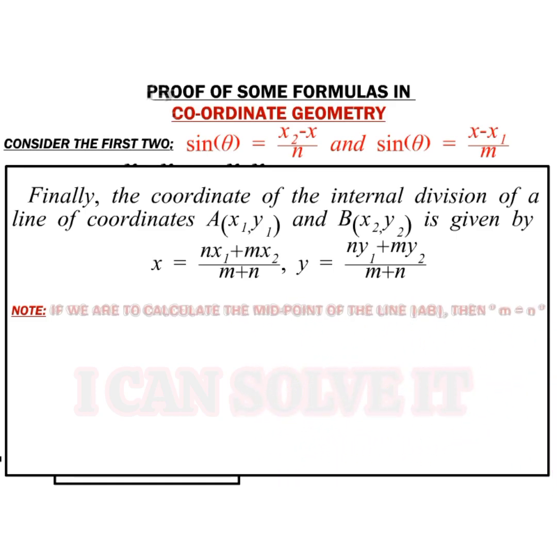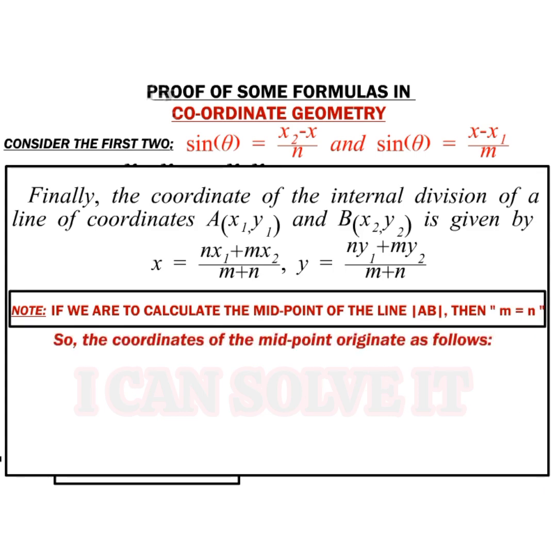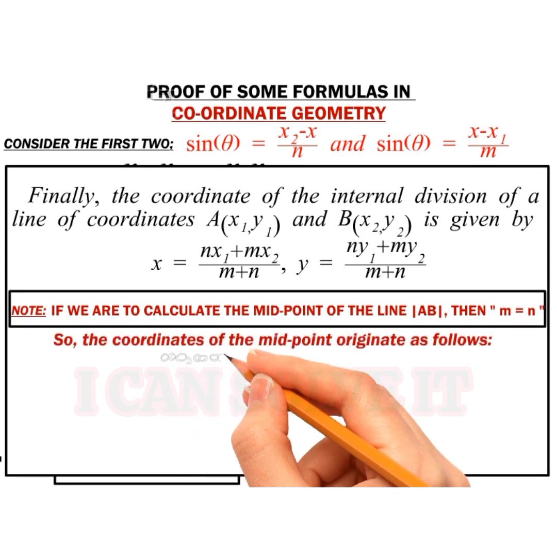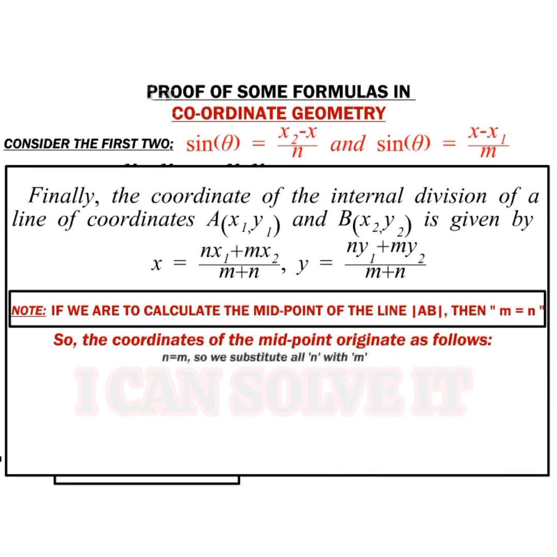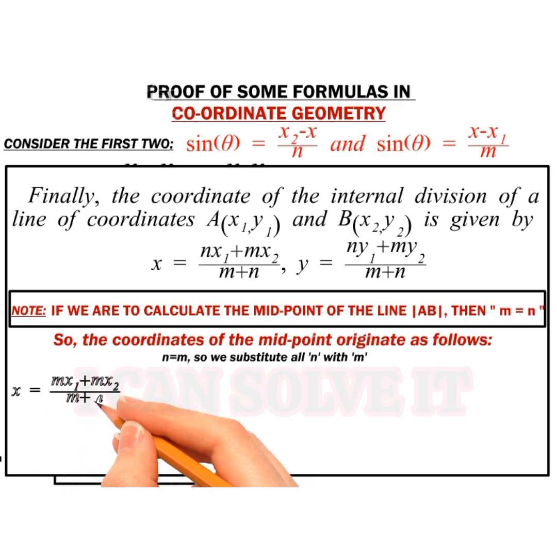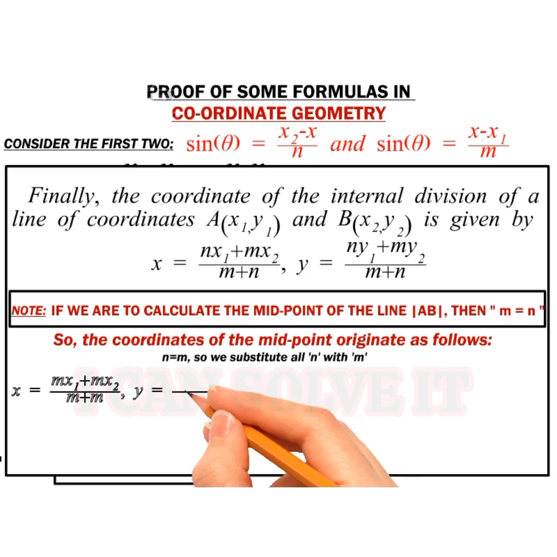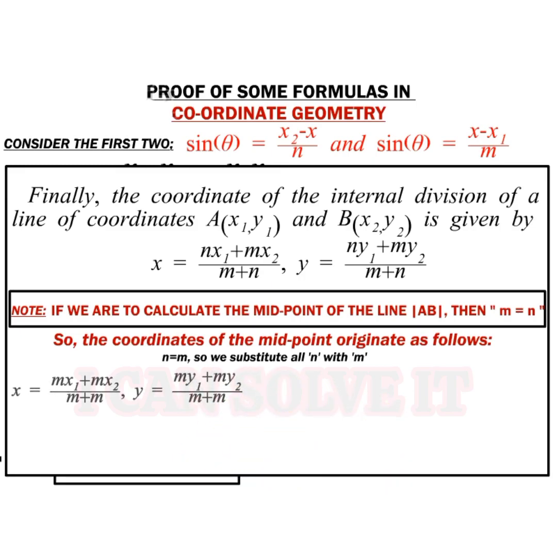A special case of this result is when we are to calculate the coordinates of the midpoint of the line. In this case, we should know that m equals n, since we are considering the midpoint. So, we continue by substituting all n in the formulas with m. x equals mx1 plus mx2 over m plus m, and y equals my1 plus my2 over m plus m.